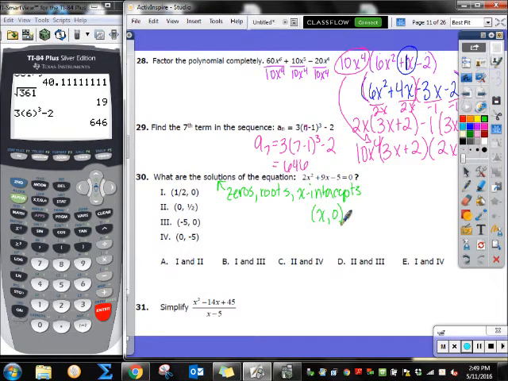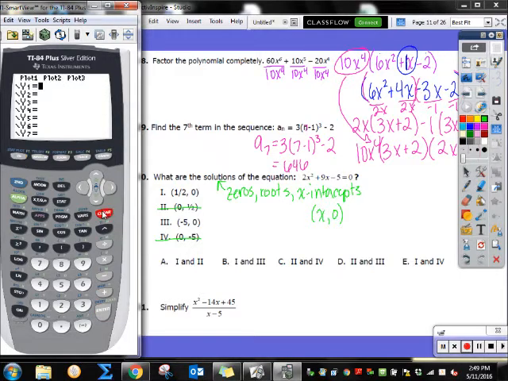So I hope right now you recognize that it can't be that one and it can't be that one, because those are actually y-intercepts. So now we just have to check and see if those are where that function crosses the x-axis. So 2x squared plus 9x minus 5, and now I'm going to graph.